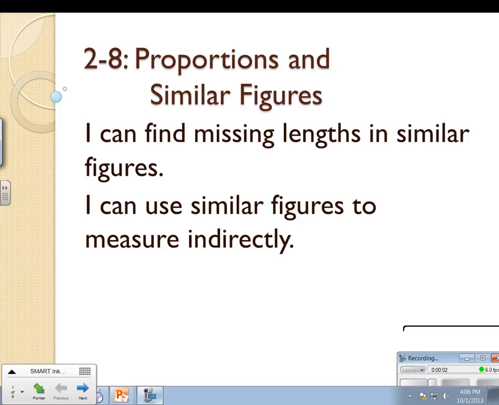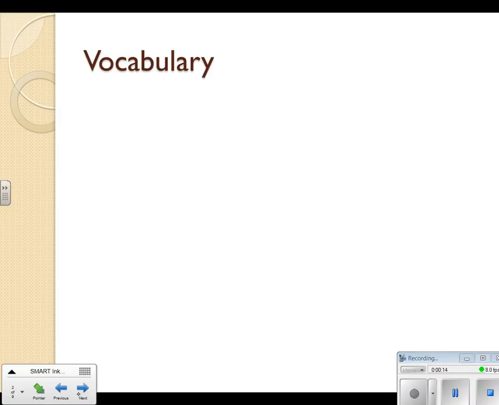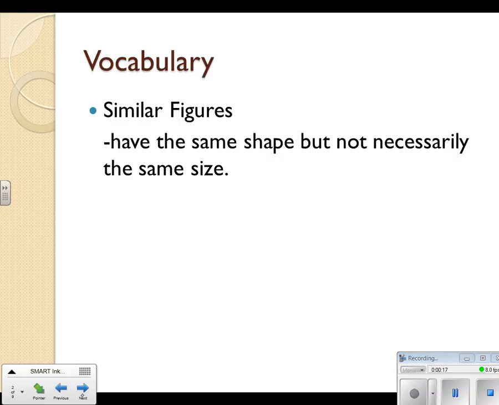In this video 2.8, we will be looking at proportions in similar figures. You should be able to say, I can find missing lengths in similar figures, and I can use similar figures to measure indirectly. Similar figures have the same shape, but not necessarily the same size.